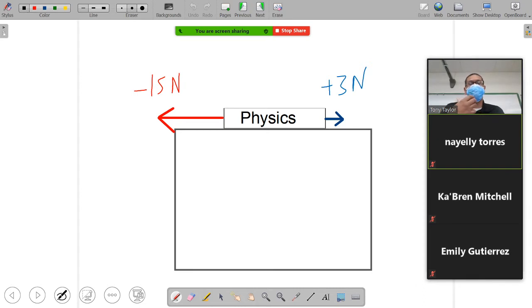So because the forces are unbalanced, here we're clearly going to have acceleration. So the book will speed up. To be specific, it's going to speed up in the negative direction.